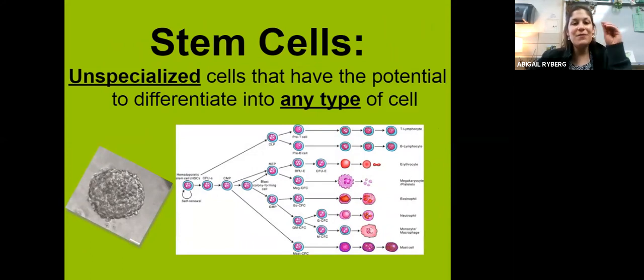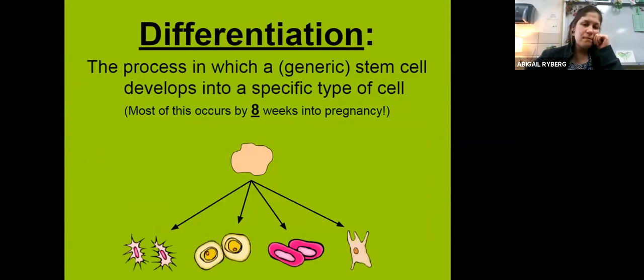The definition of stem cells: unspecialized cells that have the potential to differentiate into any type of cell. Stem cells are what we call a cell that really hasn't been given a job yet. It hasn't been triggered to act like any specific type of cell. So again, make sure this definition is in your notes.